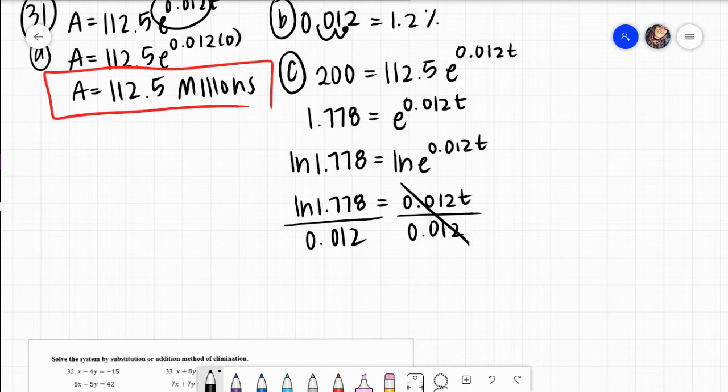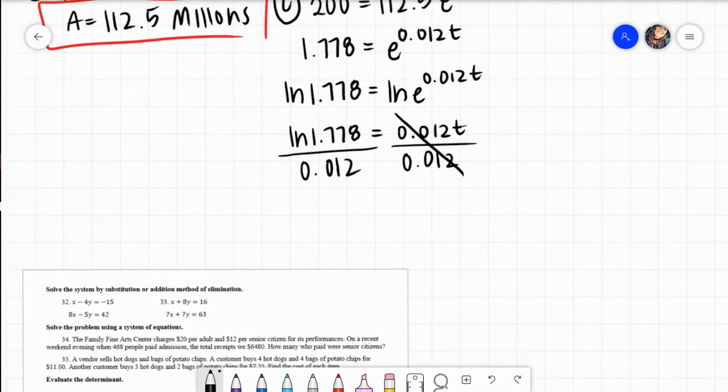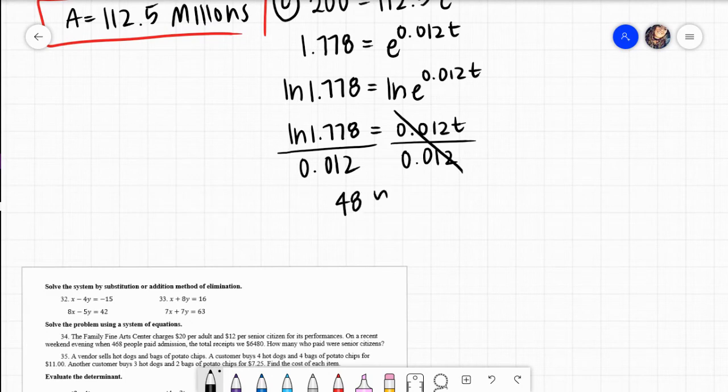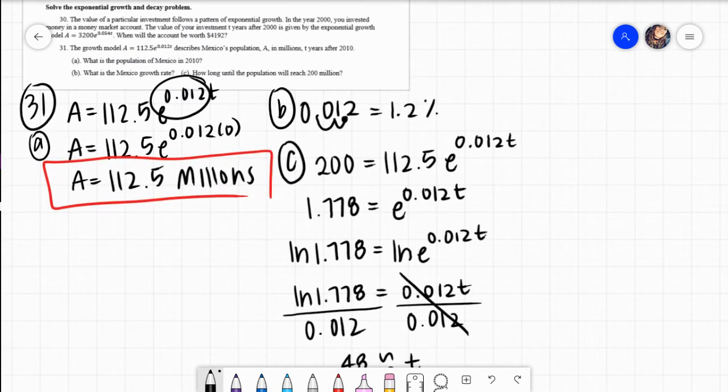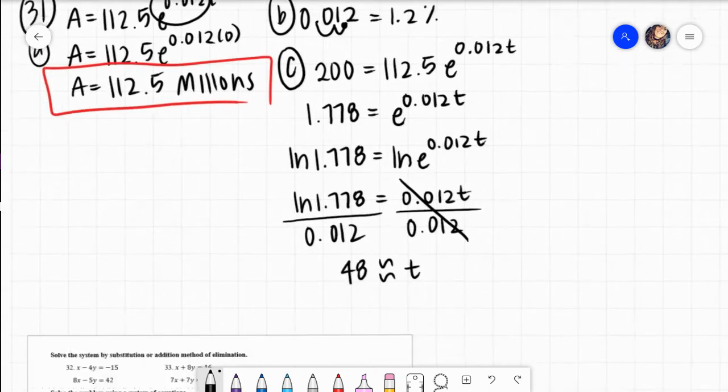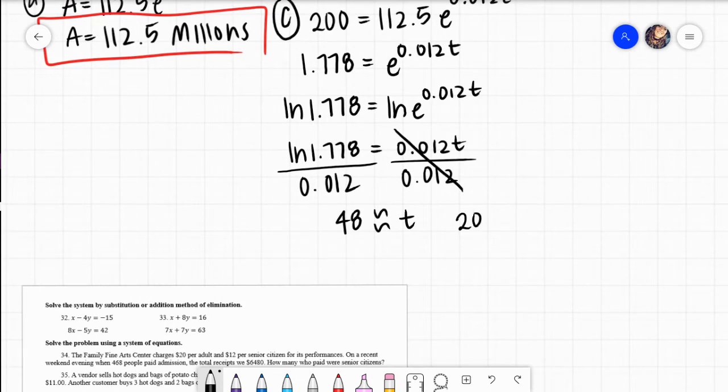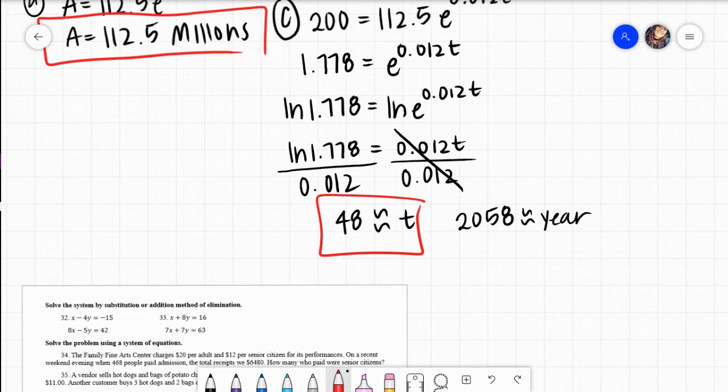That cancels right here. If you enter the left-hand side into your calculator, you will get that t is approximately 48. This is saying it's approximately 48 years because we started in 2010, so we could say 2058 would be the approximate year for this problem. I'd be okay with t is approximately 48.